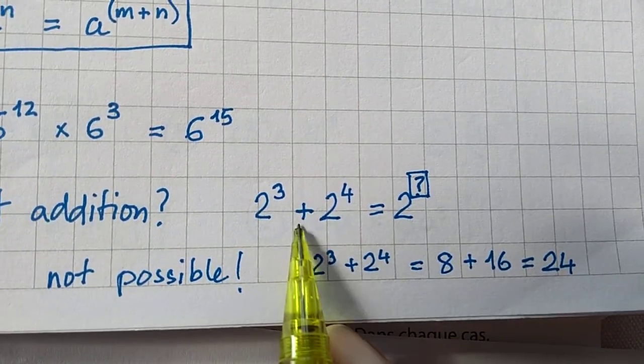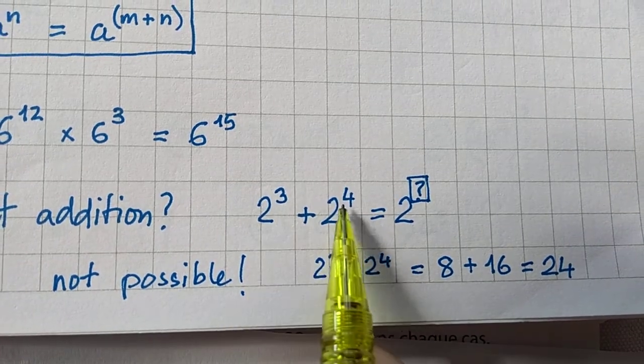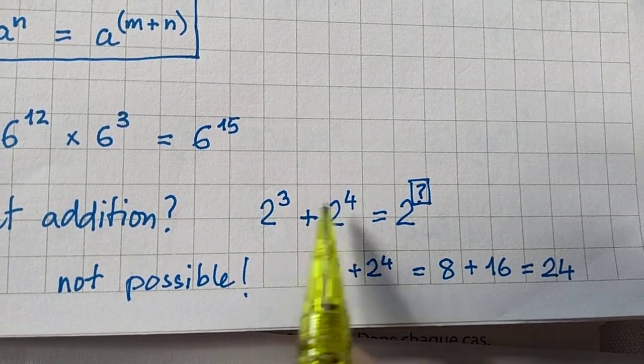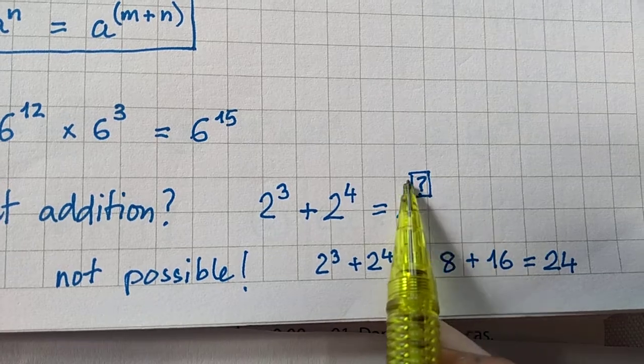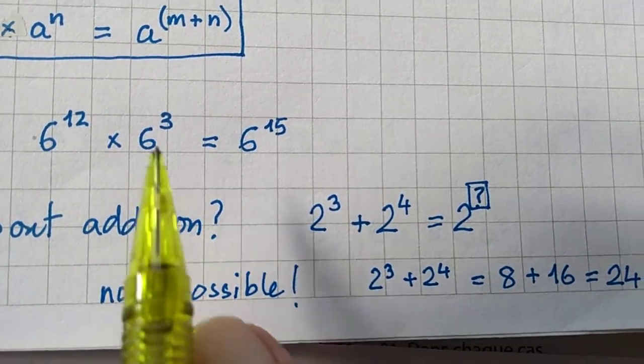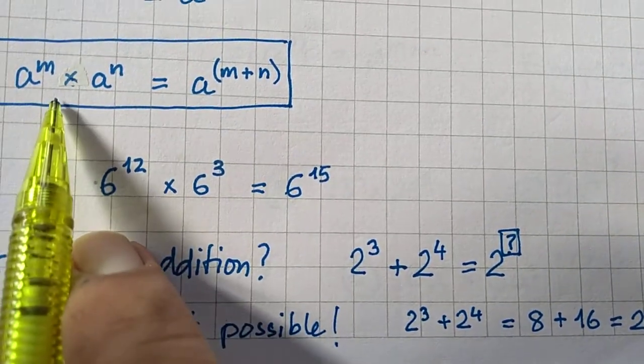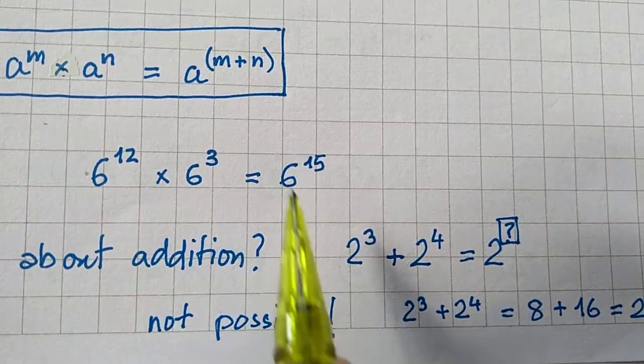So if you have a plus or a minus in between two terms which are raised to a power, you cannot simplify them in this manner. Don't ever get confused by this. Only if there's a multiplication sign can you do something like this.